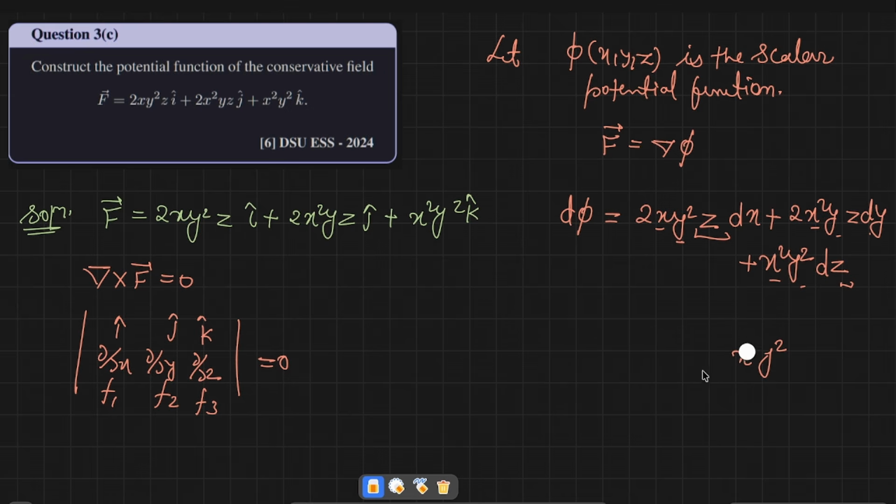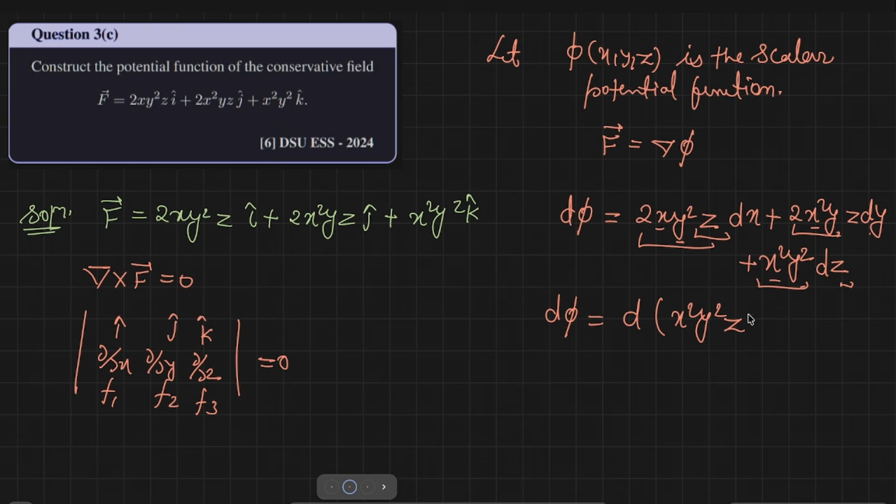You can solve by the integral by taking the partial derivative. This is dou phi by dou x, dou phi by dou y, dou phi by dou z. You can solve by that. But my point of view is you see the inspection method. This is called the inspection method of the differential equation. Okay, this is the integral. So it is basically x square y square z.